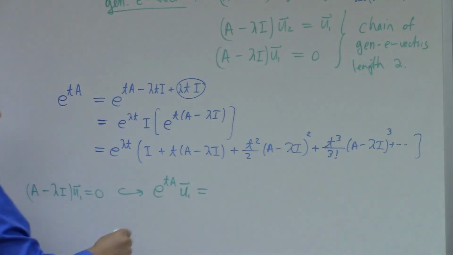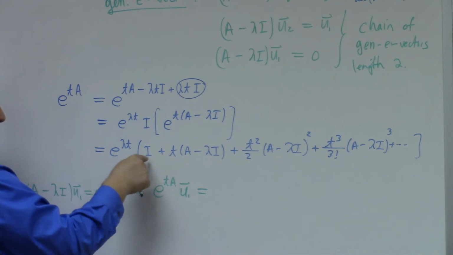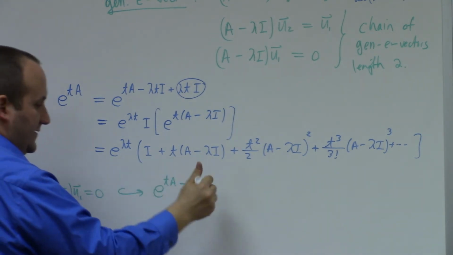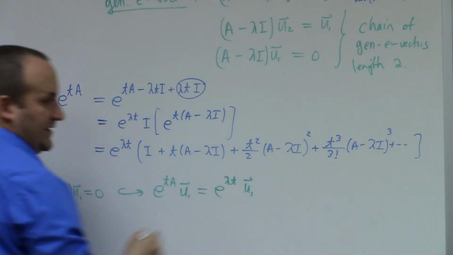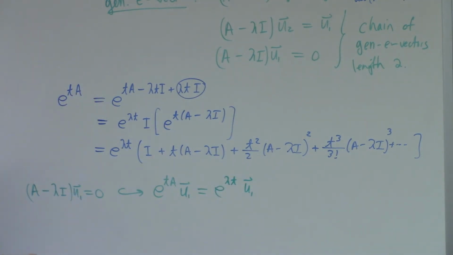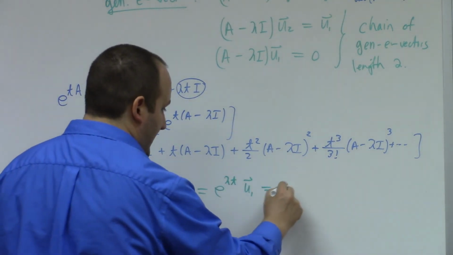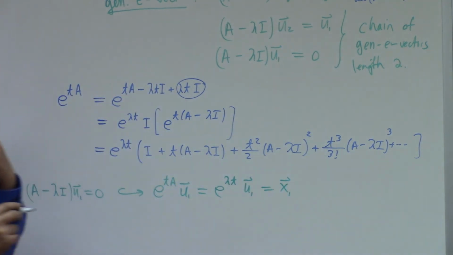it's 0. When it hits this, it's 0. When it hits that, it's 0. Everything's 0 except for that term. So we're just left with e to the lambda t times u1. That's the first kind of solution. I would call this an eigenvector solution. You can think of that as being the x1 in the fundamental solution set.